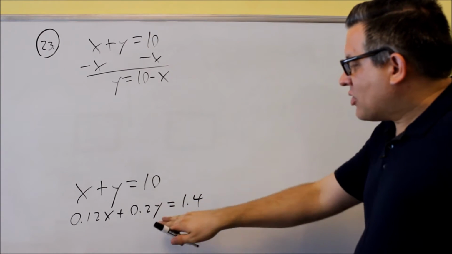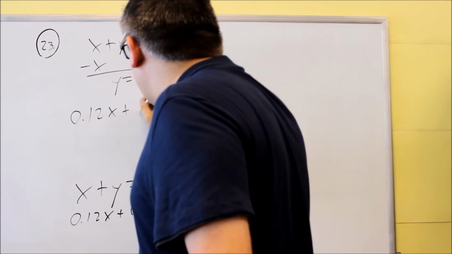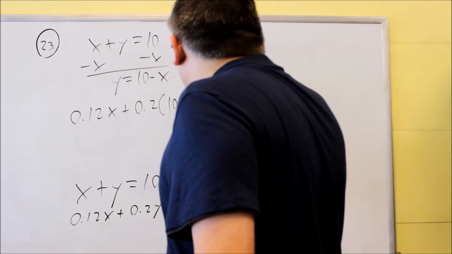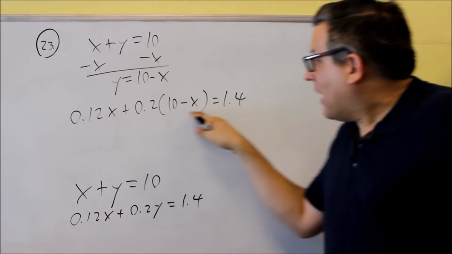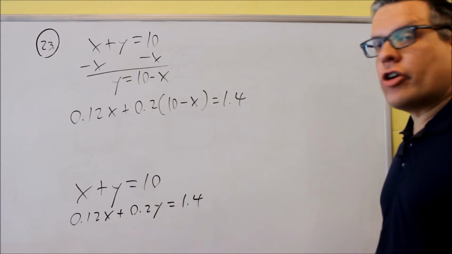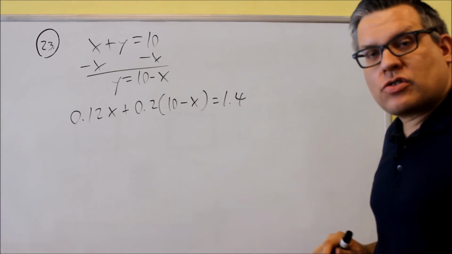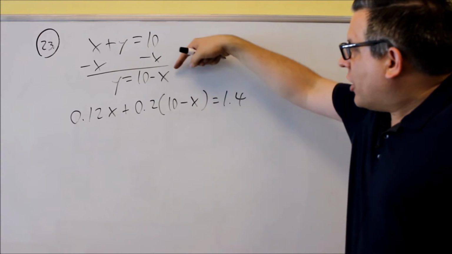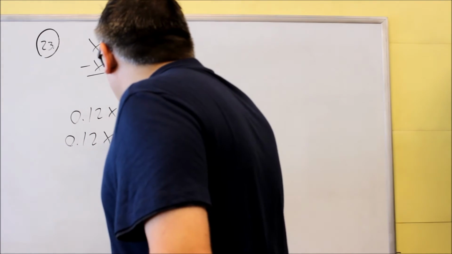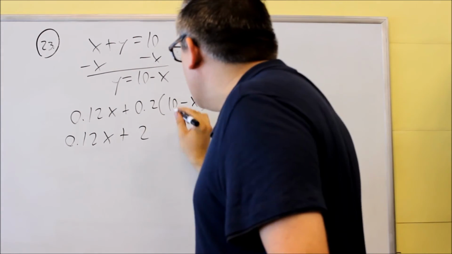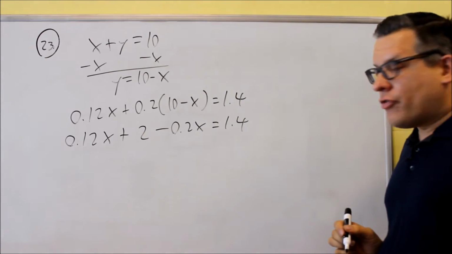And I'm going to take this and substitute it into the other equation we haven't used yet. So 0.12x plus 0.2 times 10 minus x equals 1.4. So now that I've done that, I've eliminated the y, and so now I have only one variable left to solve. I'm just going to go ahead now and solve this equation for x. Then I can put that answer back in here and I'll know the y. Okay, so 0.12x plus, I'm going to multiply this. I'll get 2 minus 0.2x equals 1.4.